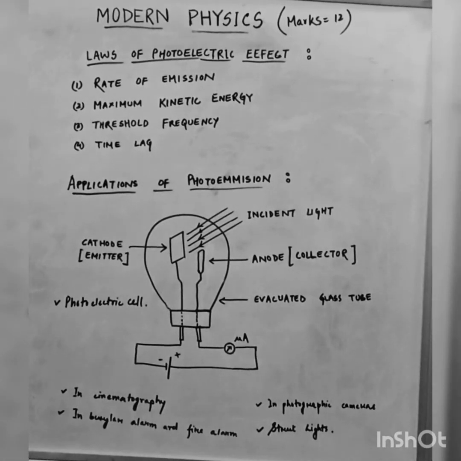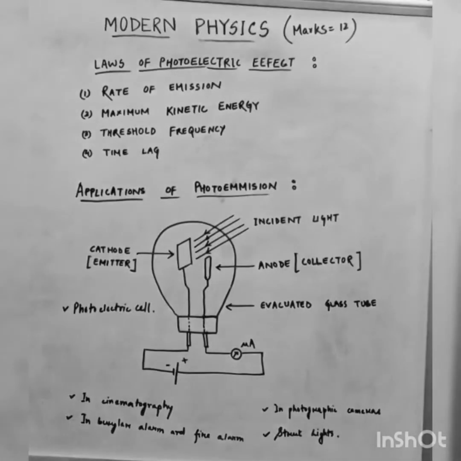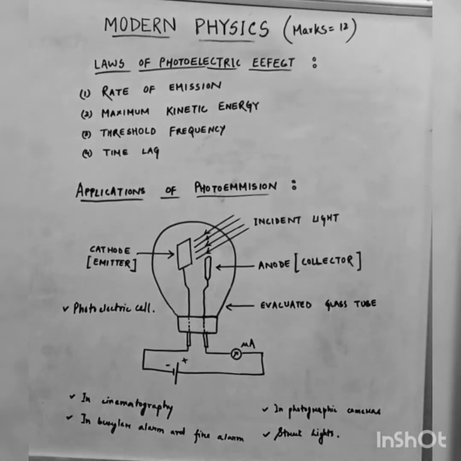So now coming towards the applications of photoemission. The first one is, here you can see, a photoelectric cell. A photoelectric cell or photocell converts a change of intensity of radiation into a change in photocurrent. That is, in the output we get a current, which is known as photocurrent.